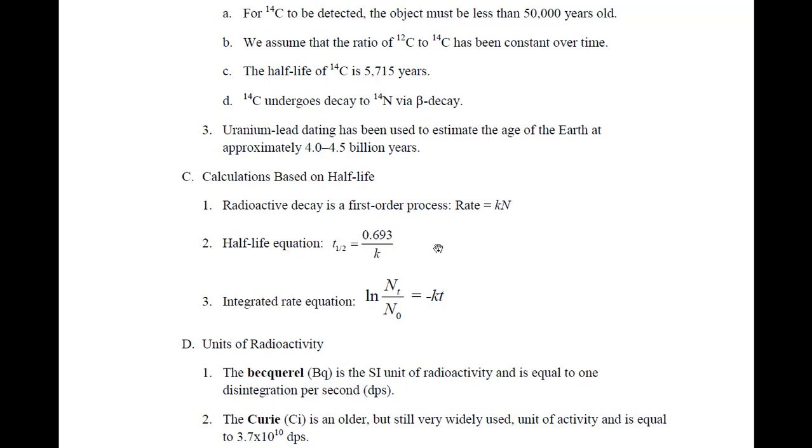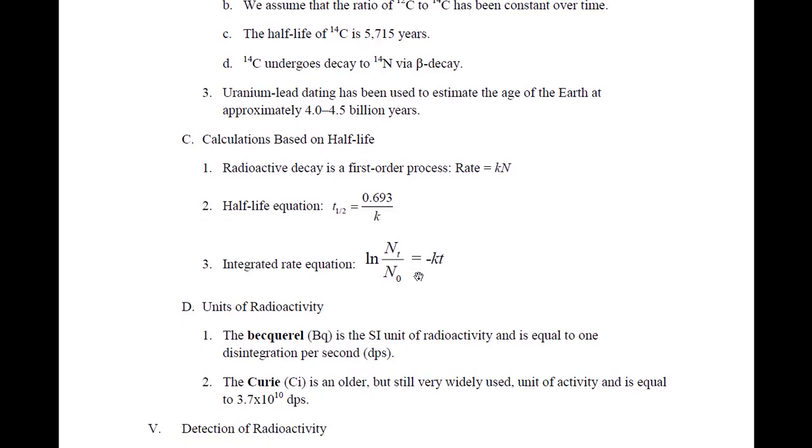And so the decay is a first-order process, so rate is equal to K times the concentration of the nuclide. And so then the half-life is going to be first order, T1/2 equals 0.693 over the rate constant. And the integrated rate equation is the natural log of the concentration of the nuclide at time t over the concentration of the nuclide at time 0 equals negative kt. And so, of course, we can do this calculation.